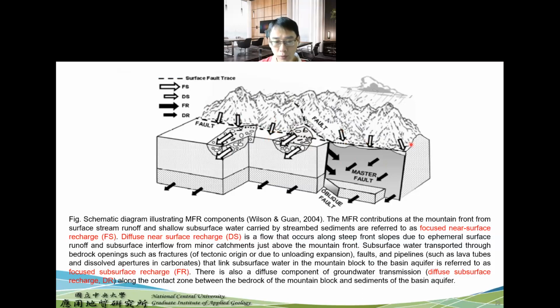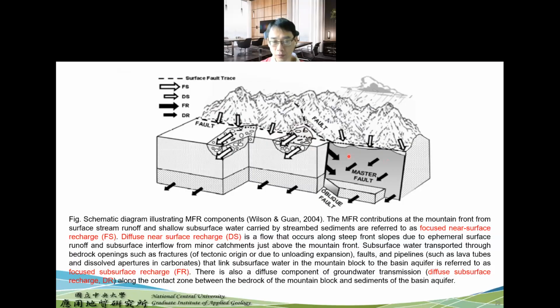And another is what we call focused subsurface recharge or diffuse subsurface recharge. Focused subsurface recharge could be due to fault systems. Commonly, we know that a fault can be permeable or impermeable. If you have rupture behavior in the core areas, commonly we have fault gouge. The core zone of the fault is commonly clay material or fine-grained material, and it is impermeable. So the groundwater is not able to flow.